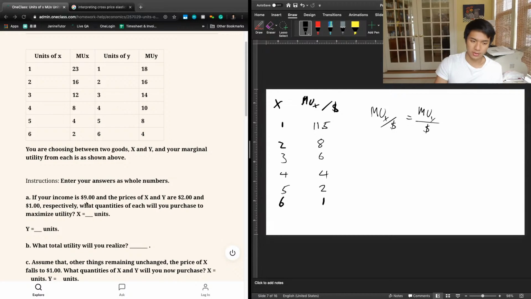And so the correct answer here is that because we've reached our utility maximizing condition of 2 units of good X and 5 units of good Y for a marginal utility per dollar of 8 each, the consumption bundle that we choose would be 2 units of good X and 5 units of good Y.